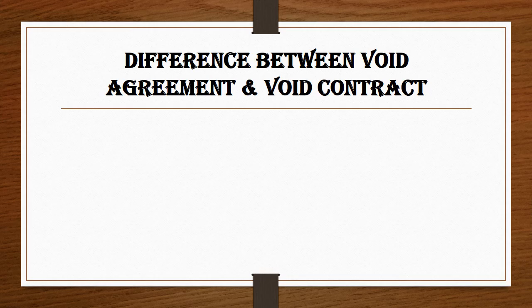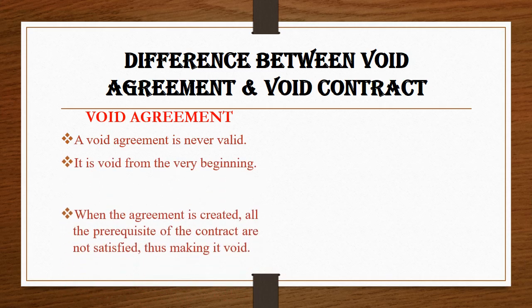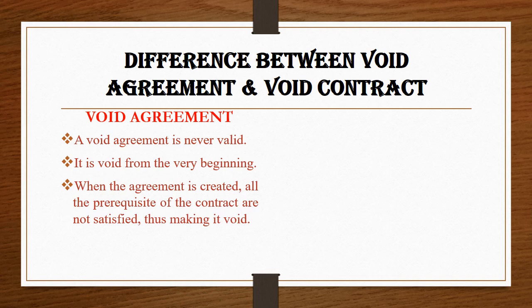The difference between void agreement and void contract. Void agreement: a void agreement is never valid. It is void from the beginning itself. When the agreement is created, all the prerequisites of the contract are not satisfied, thus making it void.